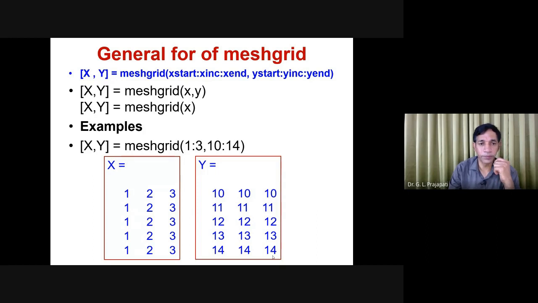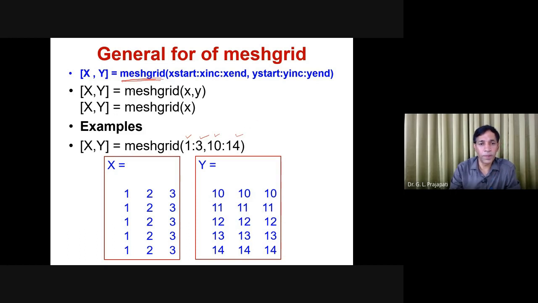So see, this is the syntax: meshgrid. You have x start, x increment, x end, just like this. The increment is by default 1. Similarly y start and y end, and the increment is 1 by default.